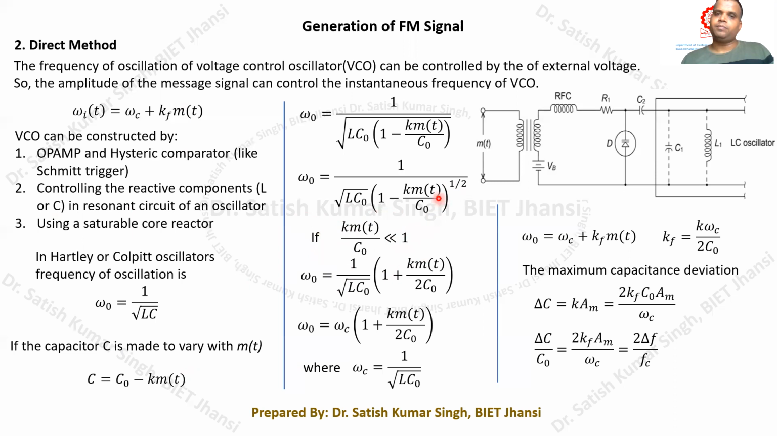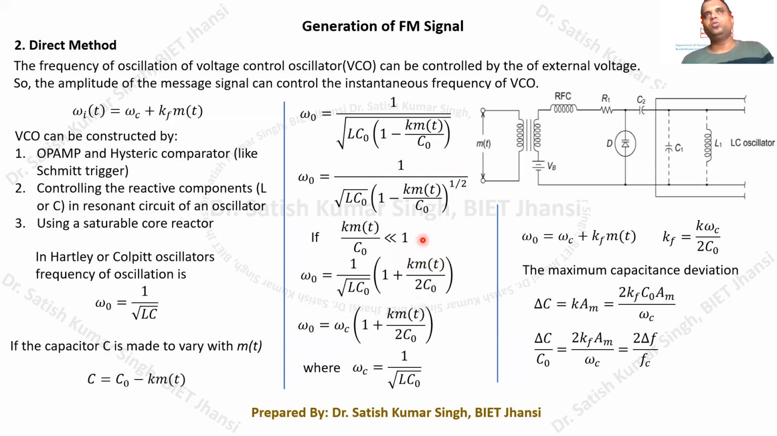Okay, so this can be approximated by using the binomial expansion. So how can we do it? This power, if you take this term into the numerator, then this power will become negative 1/2. And the first two terms of the binomial expansion will be 1 plus this 1/2 will come to this particular factor. So it will become 1/2 and then kmt upon c naught.